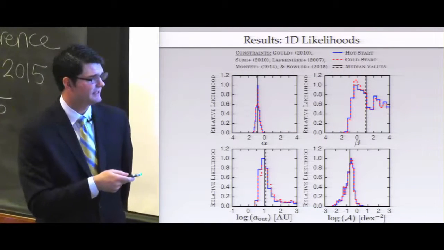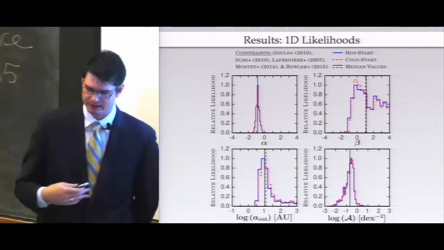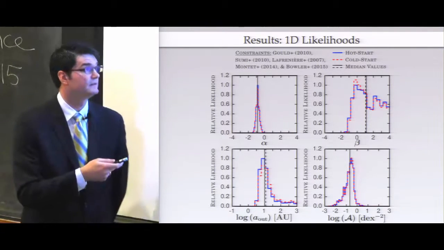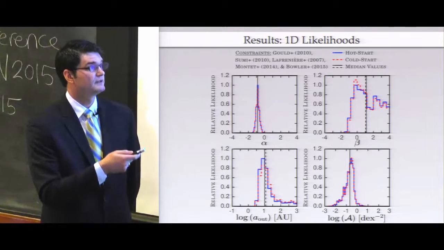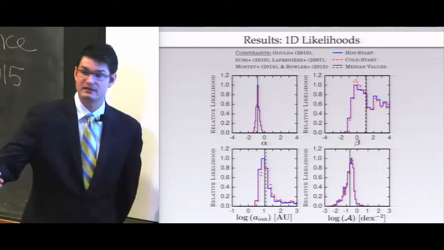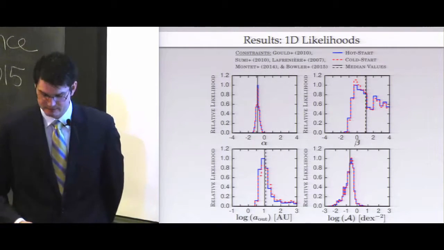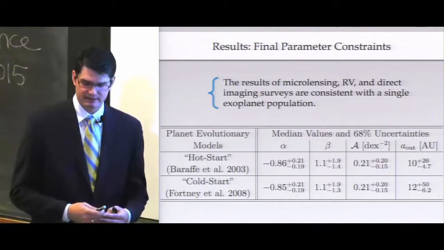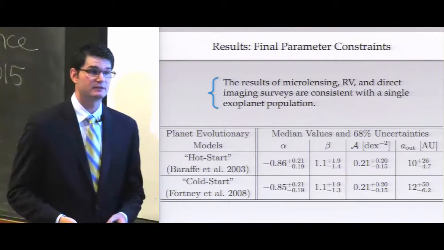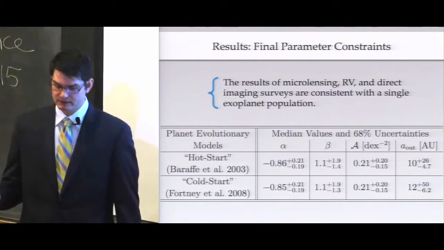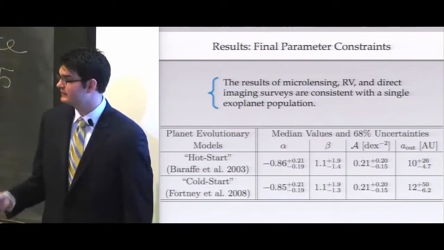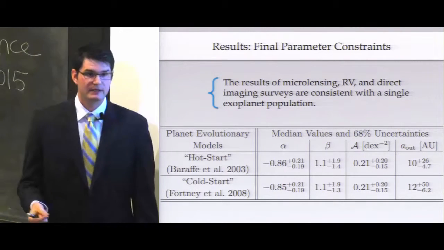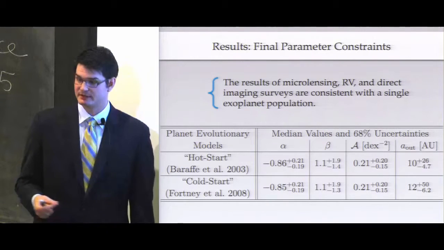But you'll also notice that there's a tail out to larger outer cutoff radii, and for this to be allowed, you have to have smaller values of beta such that you don't distribute too many planets in the detectable regions of the direct imaging surveys. What this all means is that yes, indeed, the results of microlensing, radial velocity, and direct imaging surveys can be described by a single planet population that is described by a very simple joint power law function in planet mass and semi-major axis.